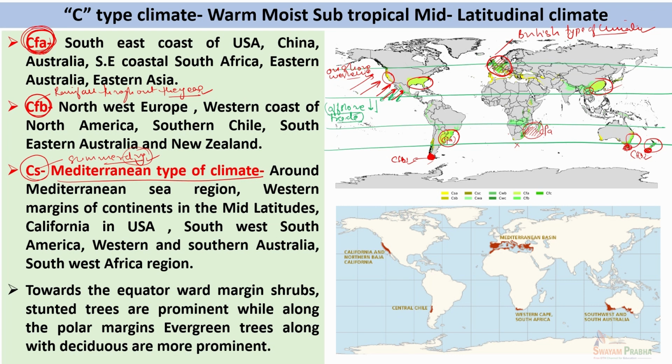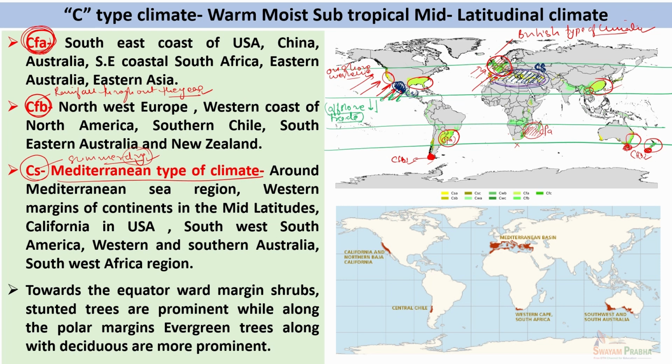and hence experience the rainfall during the winter season. So the western parts of continents located equatorward to CFB type of climate experience CS type of climate or Mediterranean type of climate. And this type of climate is best developed around the Mediterranean region, and therefore it is also called Mediterranean type of climate. So CS type of climate. Okay, and this CS type of climate is therefore localized to certain areas of the world only which experience shifting of pressure belts and experience onshore westerlies during the winter time period.